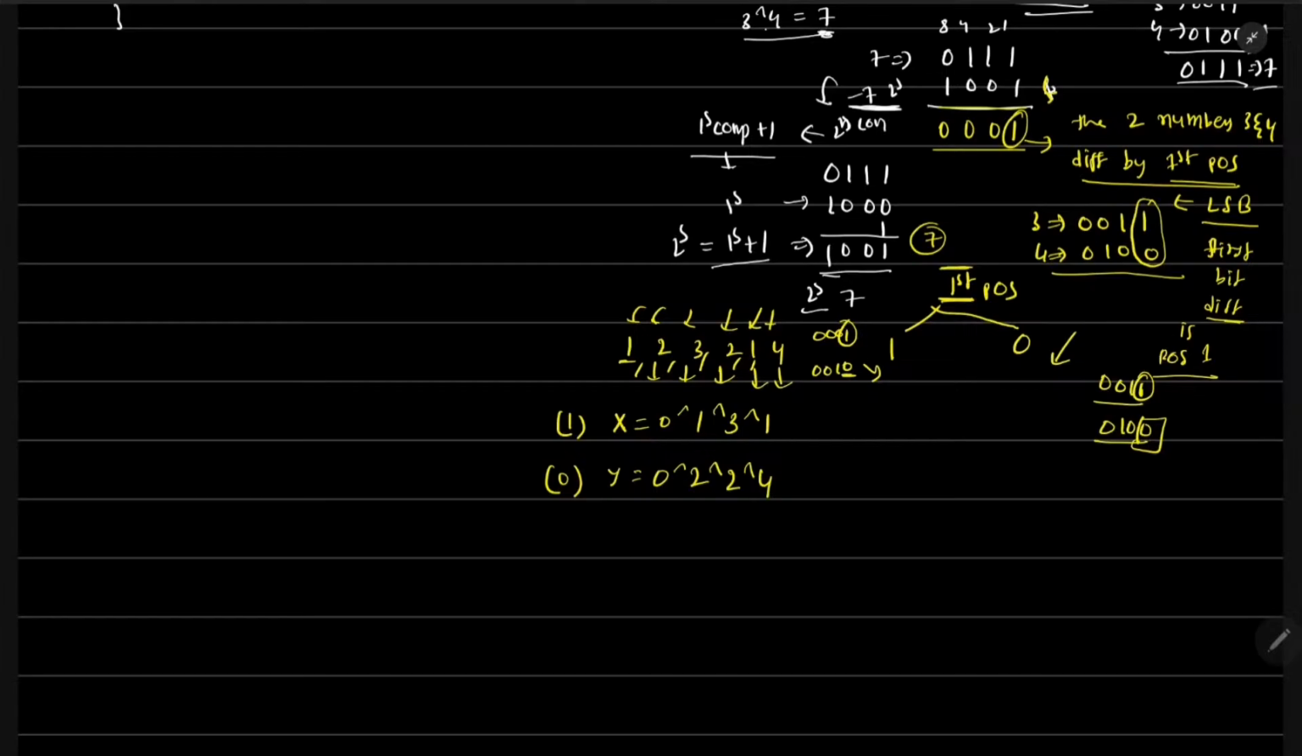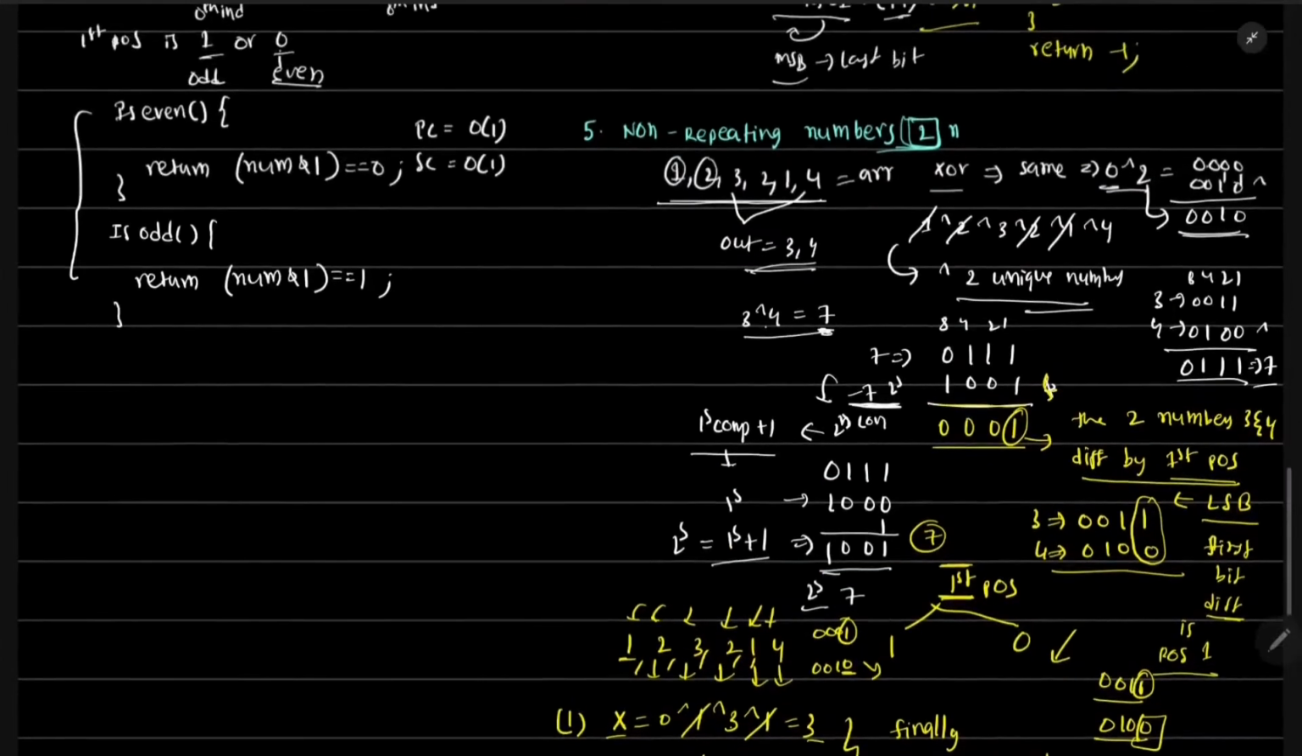So now if you observe, what happens? 1 and 1 cancel out, 2 and 2 cancel out, 0 XOR 3 is nothing but 3, 0 XOR 4 is nothing but 4. So x is 3, y is 4, and finally we got the unique numbers. If you didn't understand this, go back and watch it again.